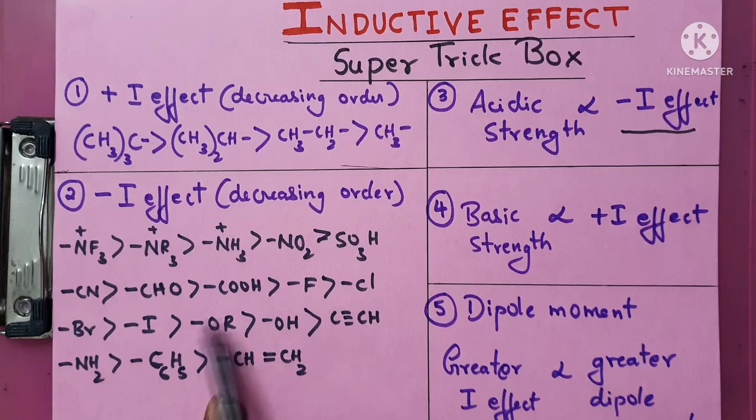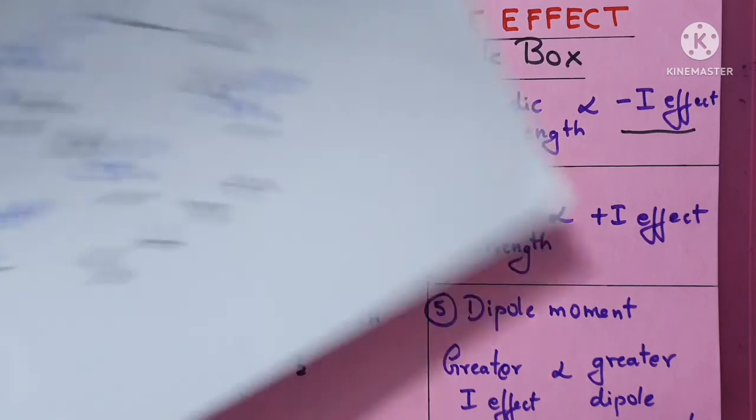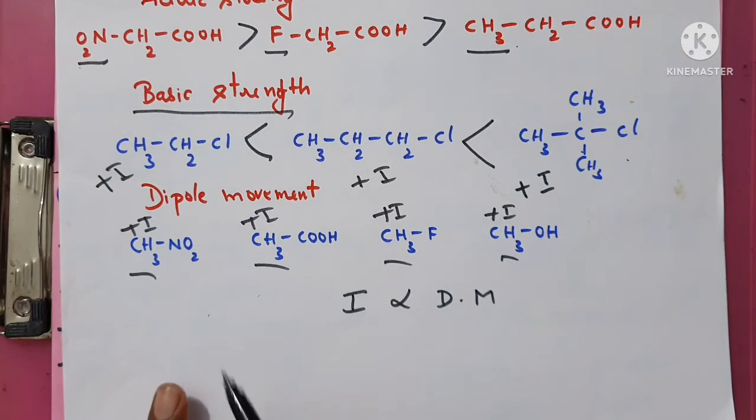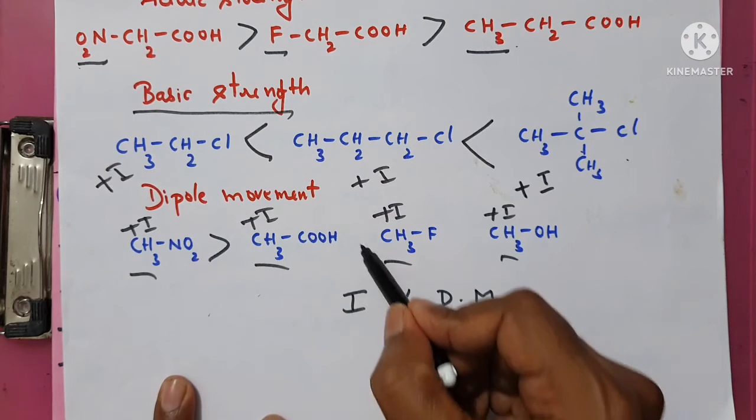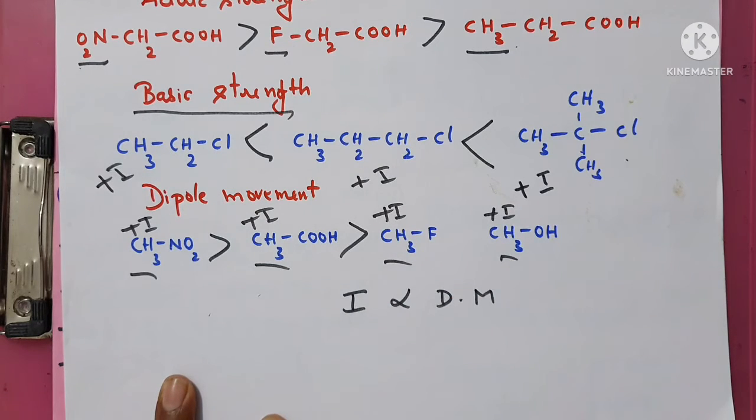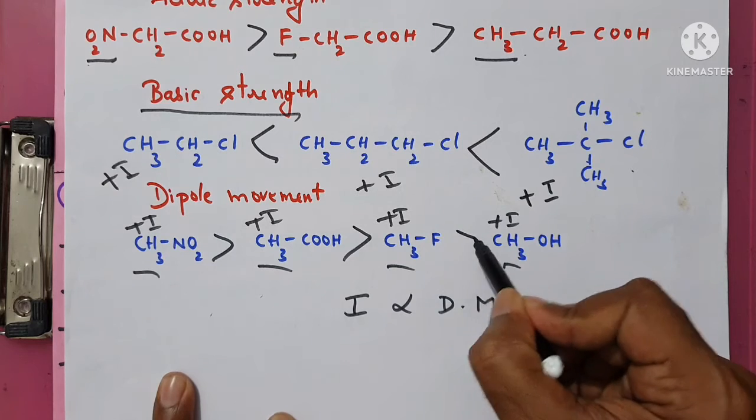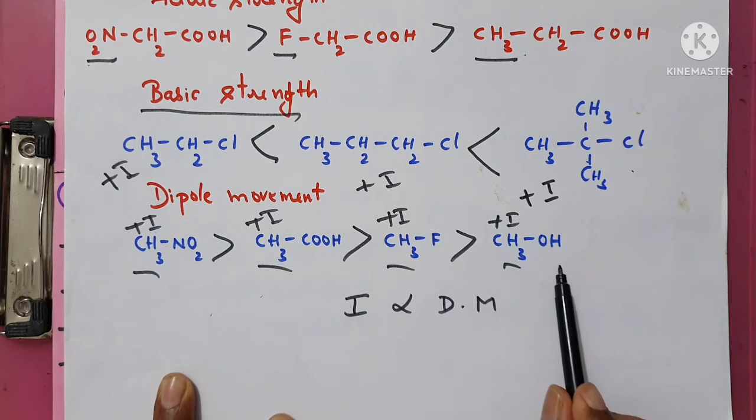Then after fluorine comes oxygen. Therefore, the more the dipole moment, the more the inductive effect seen in this one. After NO2 comes COOH. After COOH comes fluorine and then OH. So this is the order of the dipole moment.